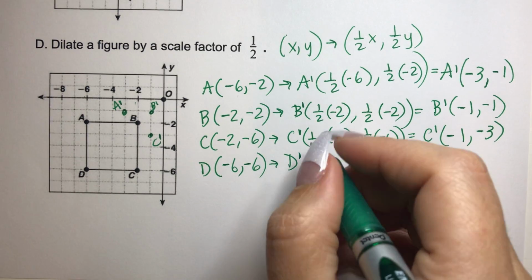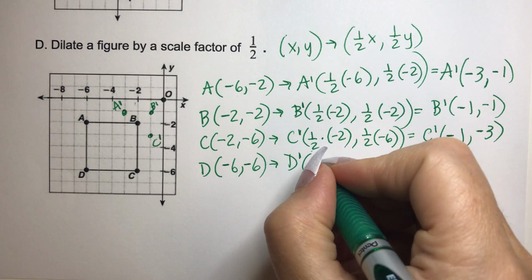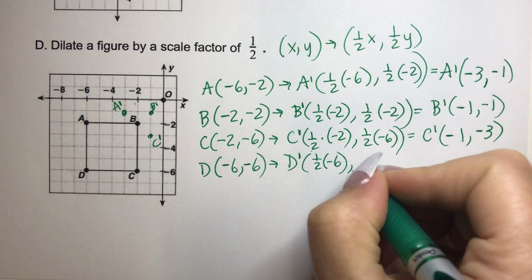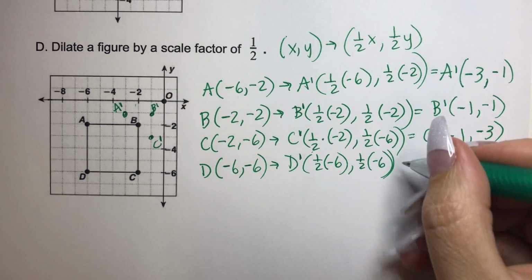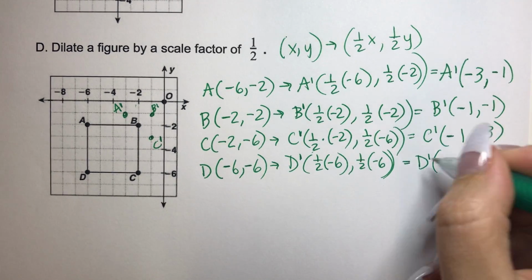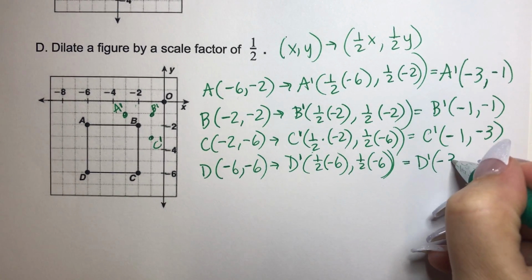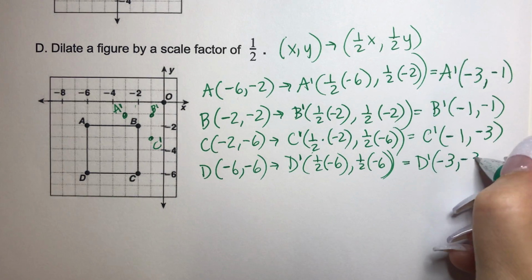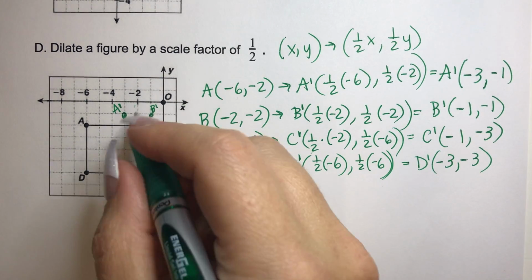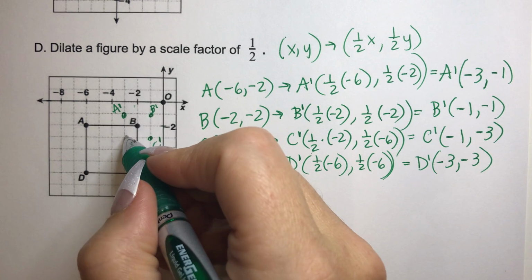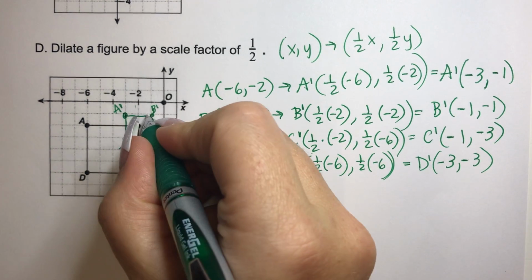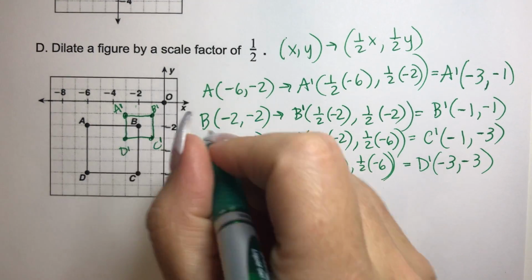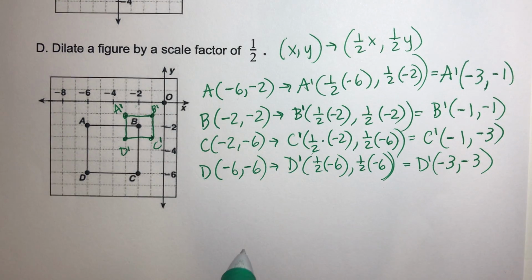D prime would be 1/2 of negative 6, and then 1/2 of negative 6. 1/2 of negative 6 would be negative 3, and 1/2 of negative 6 would be negative 3. And that is our D prime, negative 3, negative 3. And we make our little square there, which is 1/2 the size of this one. So if you did that right, wonderful job.